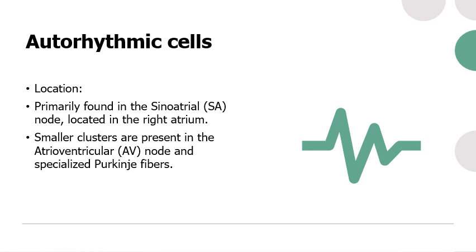And here's a breakdown of their key features. I have here the location, primarily found in the sinoatrial node, which is located in the right atrium. Small clusters are present in the atrioventricular node and specialized Purkinje fibers.